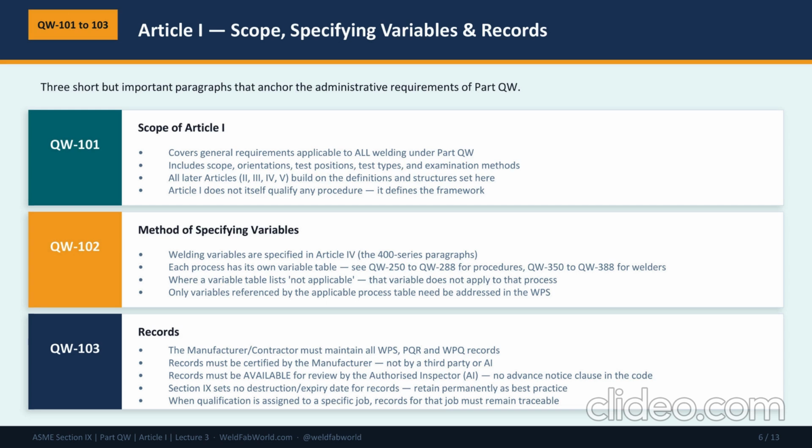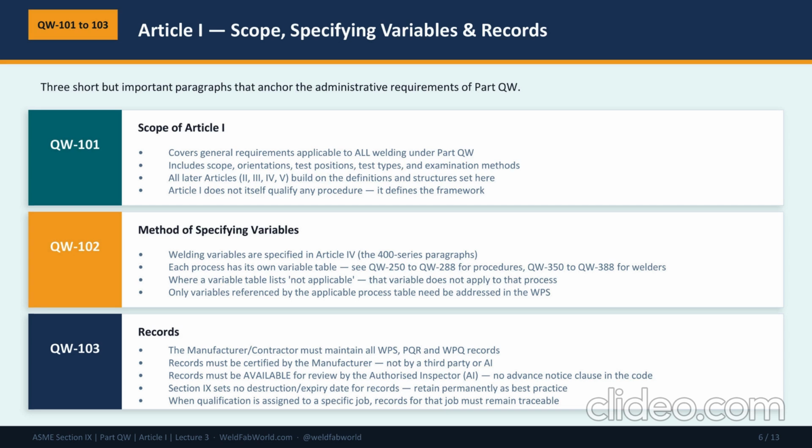Path 1. Qualify it yourself through Article 2. Weld a test coupon, run mechanical tests, certify a PQR. Path 2. Adopt an AWS Standard Welding Procedure Specification, an SWPS, which is a pre-qualified procedure published by the American Welding Society and listed in Appendix E of Section IX. Article 5 governs how SWPS documents can be adopted. We cover that in Lecture 17.